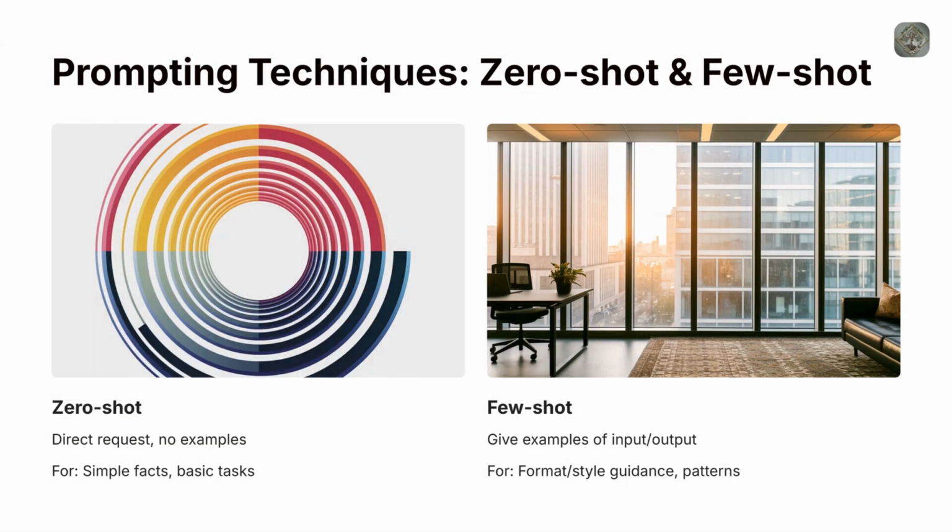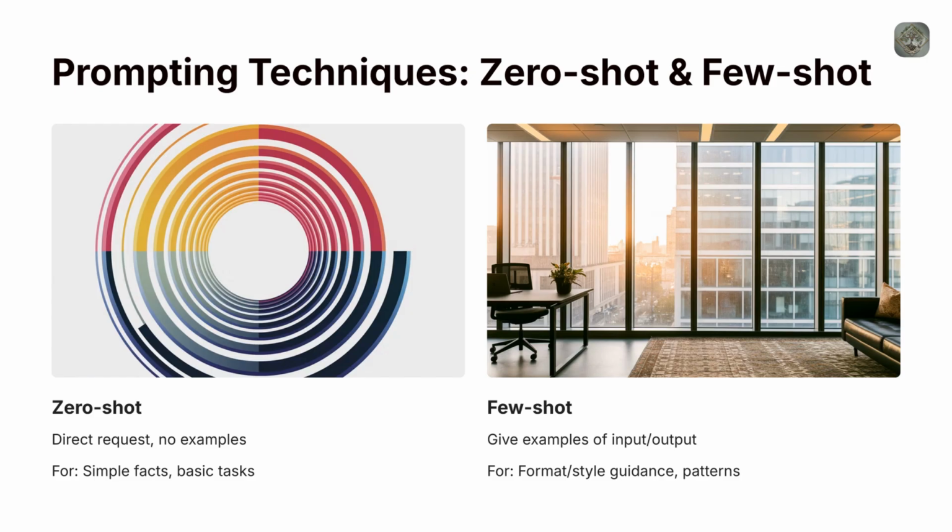Let's look at 2 basic techniques. Zero-shot prompting is a direct instruction without any examples. Great for simple facts like, what's the capital of Australia, or straightforward tasks. One-shot or few-shot prompting is where you provide one or more examples of the input or output format or style you want. This is incredibly helpful for guiding the AI, like showing it a translation pattern or the style of review you want it to write.